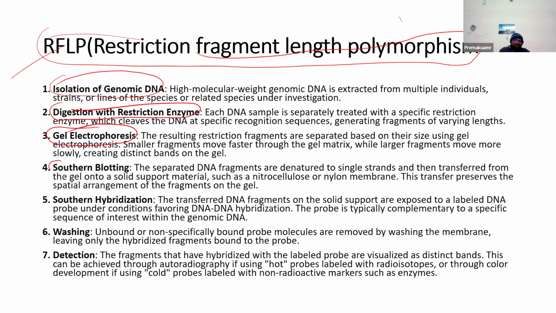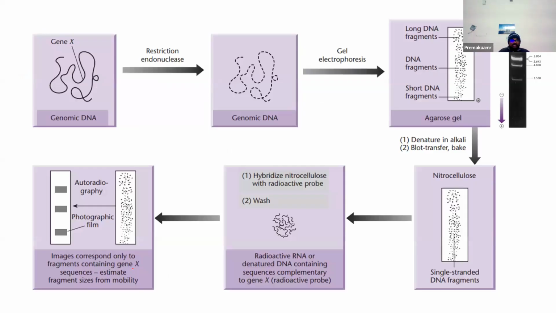Then you should shift all the DNA from the gel to a blot. Then you should go with hybridization with a probe. Then you should wash. Then you should use a detection system, like the autoradiography system. We are using that. I think many of you have an idea about the Southern blotting technique, but I will discuss it.